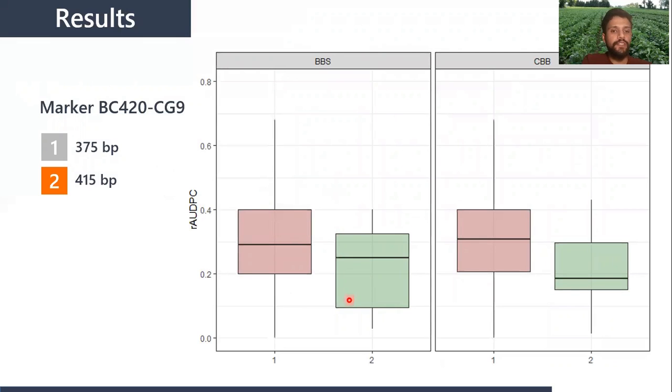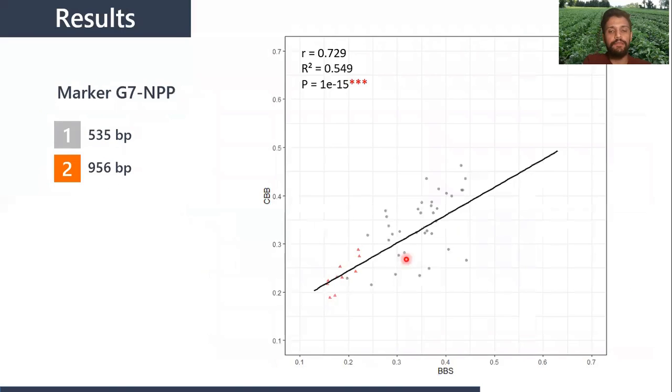So this is a box plot showing the distribution of genotypes from different groups, and we can see how the genotypes with the upper band, shown here by the number 2, are more tolerant with lower ratings.